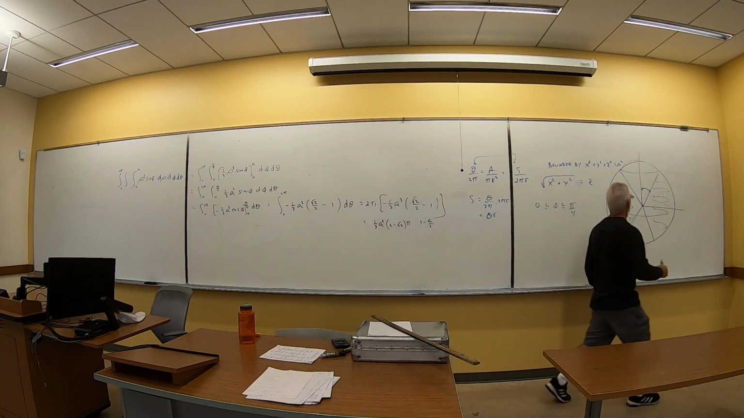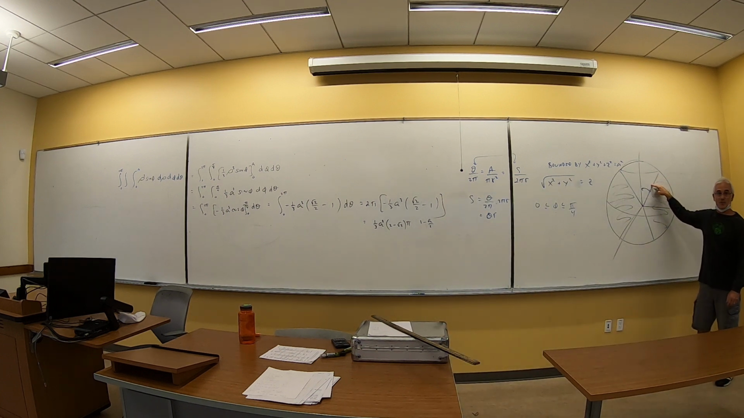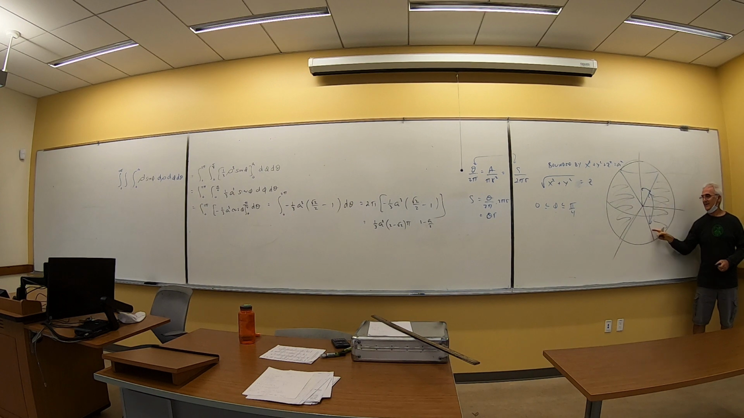Well, we agreed this was 0 to pi over 4. Therefore, what should this be? 0 to pi over 4, or 3 pi over 4 minus... You guys are thinking too much. Pi over 4, negative... There we go. Well, horizontal would be pi over 2. 0, pi over 4, pi over 2, 3 pi over 4, pi.